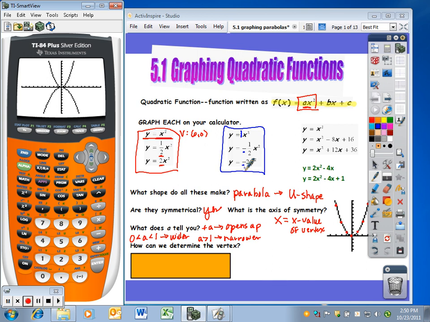So let's see what the negative 2 does. There's 1x squared, negative 2x squared. Negative still opened down. Did the negative 2 get narrower in here than the 1? Yes, it did. So it still holds true. When a is between 0 and 1, it's wider. When it's bigger than 1, it's narrower. But when a is negative, it opens down.